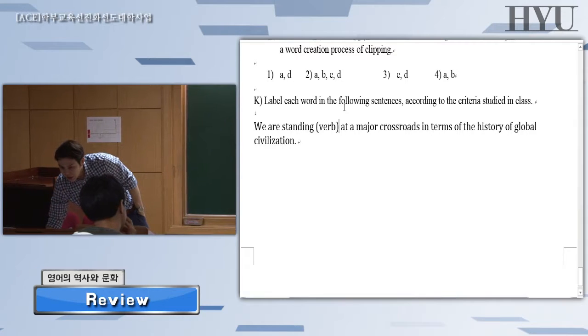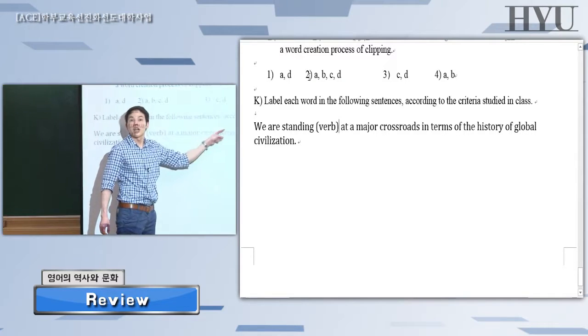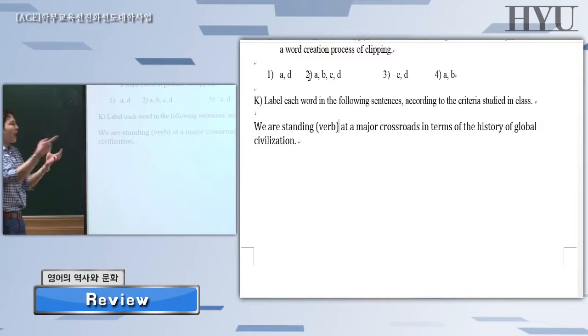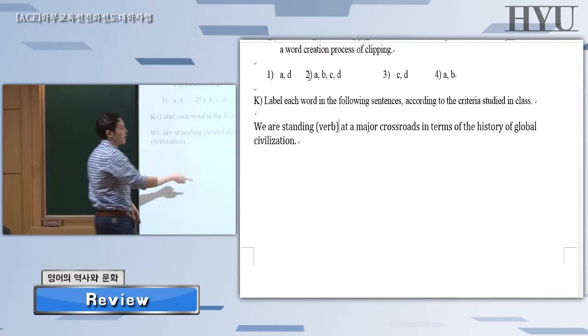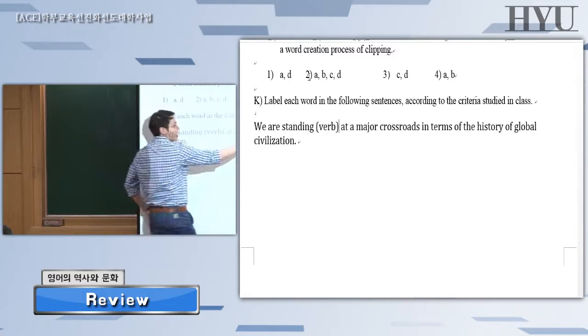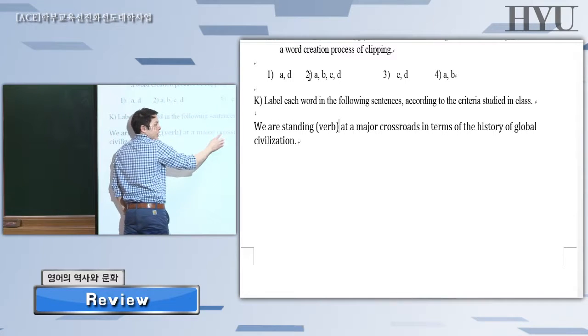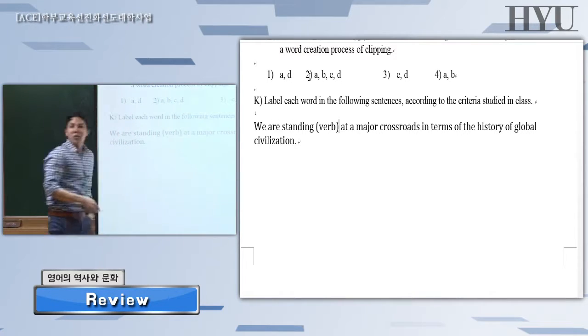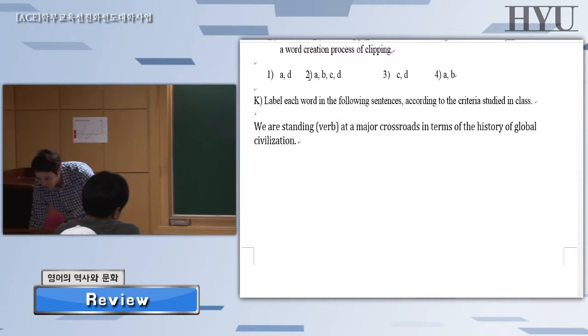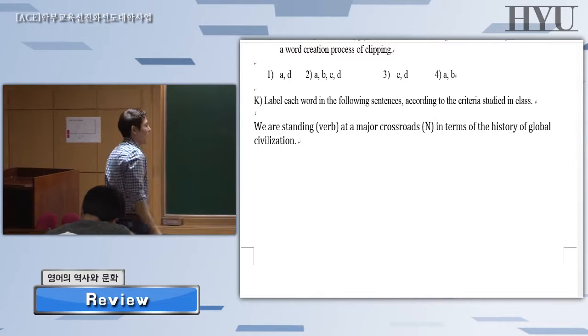Then if I underline crossroads here, what is it? Is it a noun, an adjective, an adverb, or a verb? It's a noun, right? Because you remember it fits the pattern of determiner, adjective, and noun. So the word crossroad is a noun. So you put down a noun here.